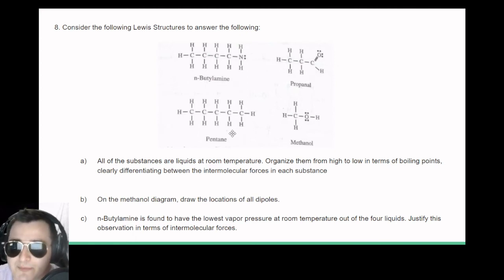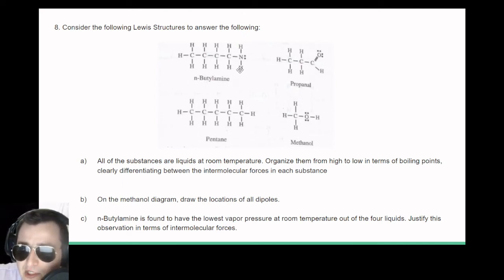Completely nonpolar, completely symmetrical. Just carbons, hydrogens, single bonds. This guy's only going to have LDFs. He's your lowest boiling point. Easy, easy, easy to boil. Then we're looking at propanol. The reason why we're looking at him is, well, he's not symmetrical. He's asymmetrical, all right. But that O is not attached to that H. Therefore, this guy is just polar and doesn't have hydrogen bonding. So this guy's got dipole-dipole. He is going to be your second lowest.